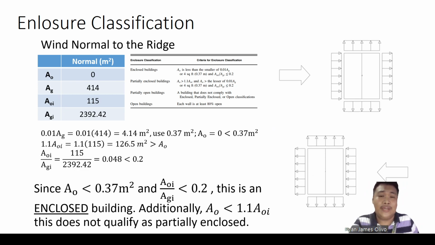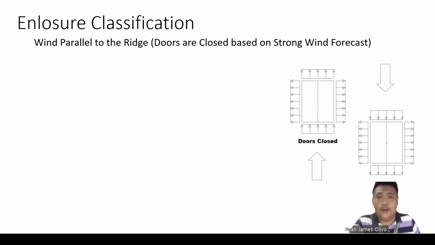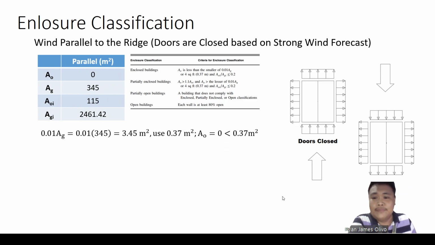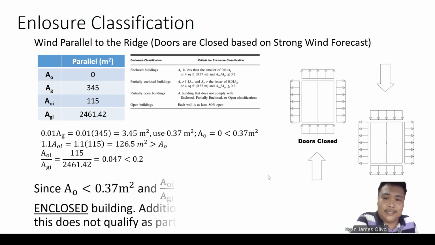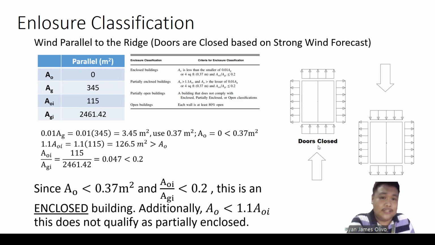What if the wind may enter the door? Let's see. During a strong wind forecast, obviously, as a designer, you will warn the owner or the user of that hangar to close the door if there is strong wind. Therefore, if the doors are closed here, then we can say that the enclosure classification obviously will be enclosed. So, as you can see here, it's enclosed because the doors are closed.